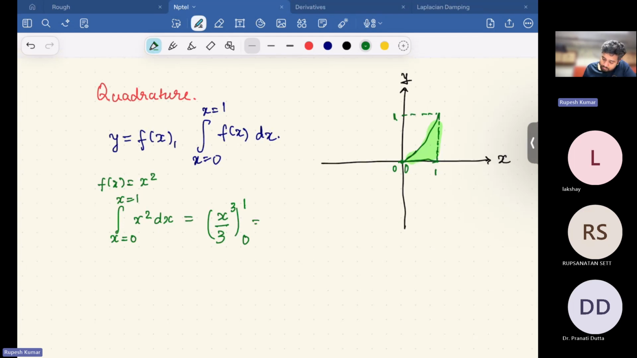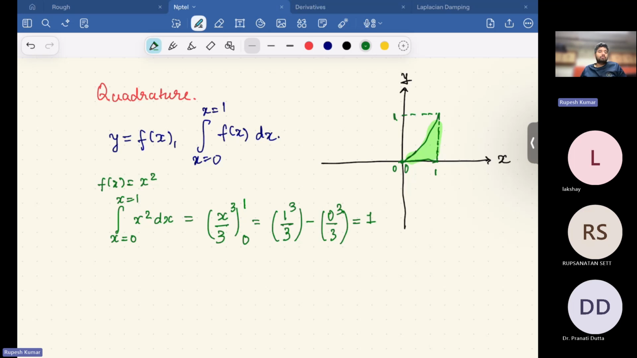Now this becomes 1 cubed by 3 minus 0 cubed by 3. So the area under the curve is one third for this particular function in the range x equals 0 to x equals 1. So this is very easy, and you can do this very easily and get the area under the curve.